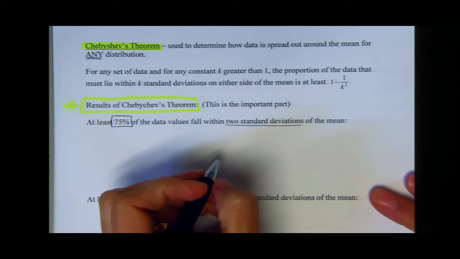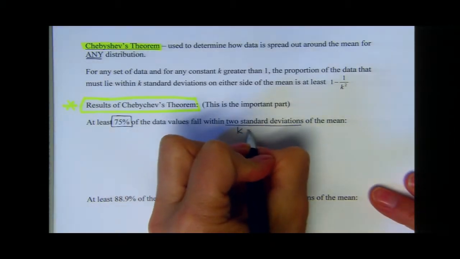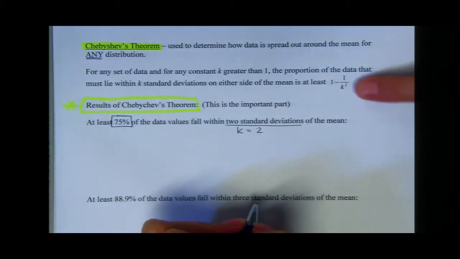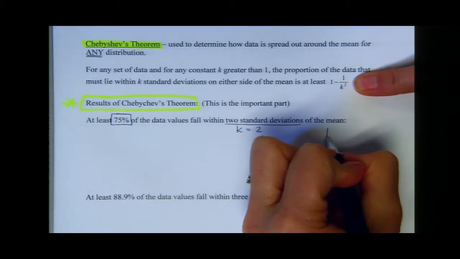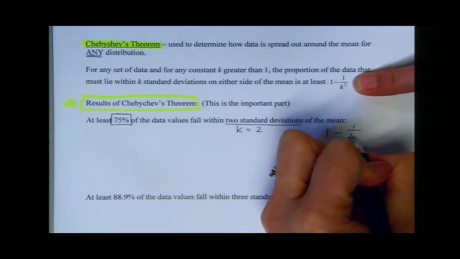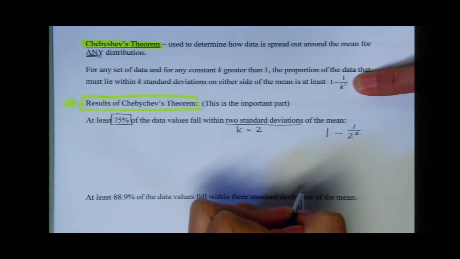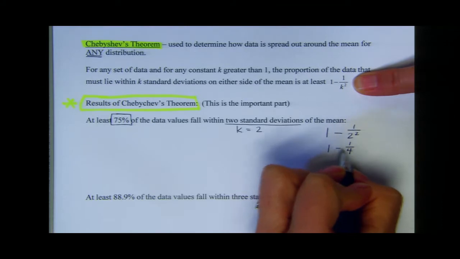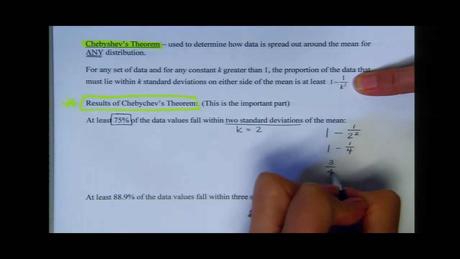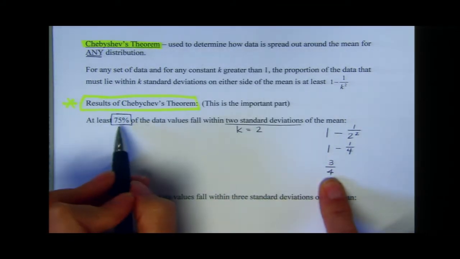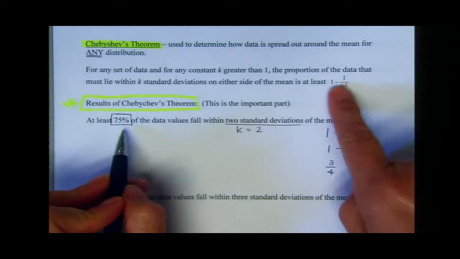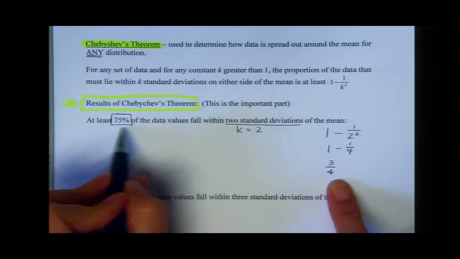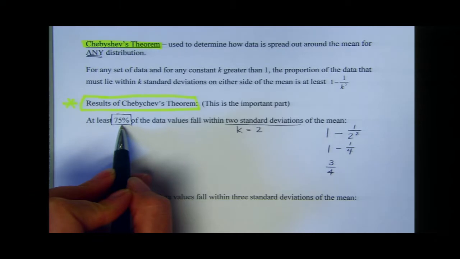It tells me that Chebyshev said, what if k is 2? So if I put 2 in place of the k, I get 1 minus 1 over 2 squared, which is 1 minus 1/4, and 1 minus 1/4 is 3/4. Well, 3/4 is 75%. So this theorem was used in order to give me the 75%. All you need to remember is that 75% fall within 2 standard deviations.